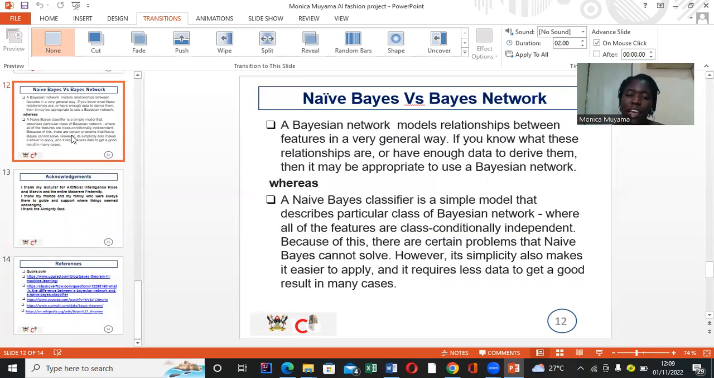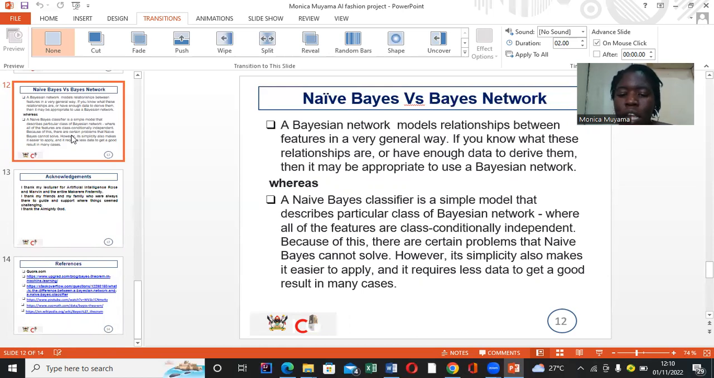The differences between naive Bayes and Bayes network. A Bayesian network models relationships between features in a very general way. If you know what these relationships are or have enough data to derive them, then it may be appropriate to use a Bayesian network. Whereas a naive Bayes classifier is a simple model that describes a particular class of Bayesian network, where all features are class conditionally independent.